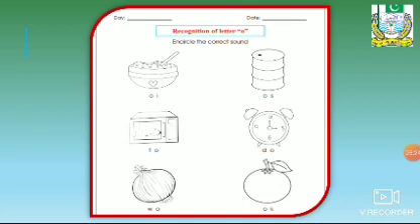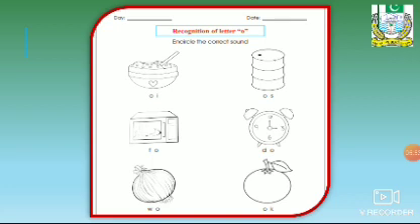Next page is page number 29 of Junior Montessori book level 1. Day and date is mentioned, so we are going to write day and date. The heading says recognition of letter O and circle the correct sound. Now we are going to look at the pictures, and two sounds are given below the pictures, and we are going to circle the sound that we are studying, and that is O.